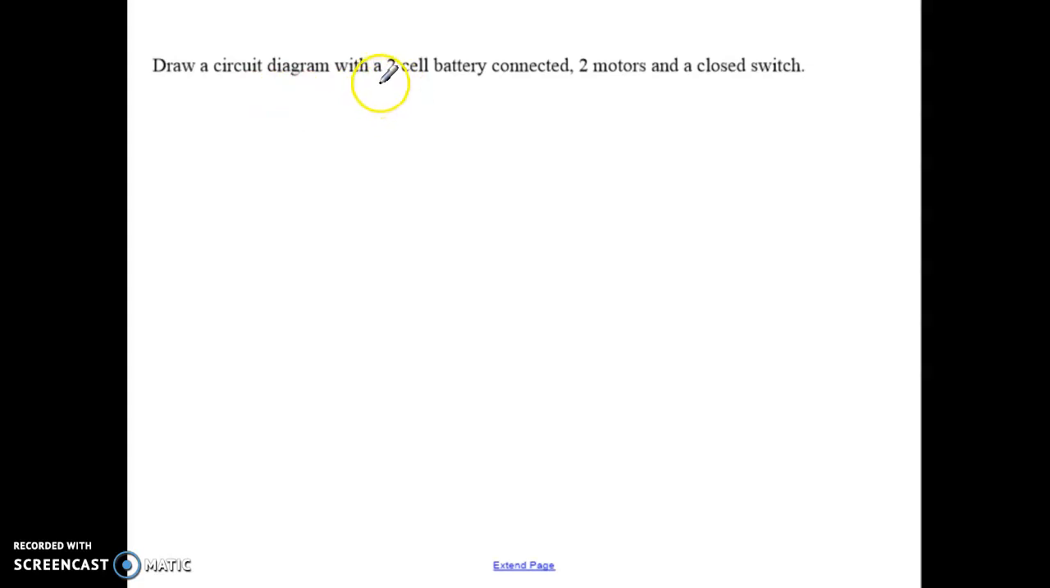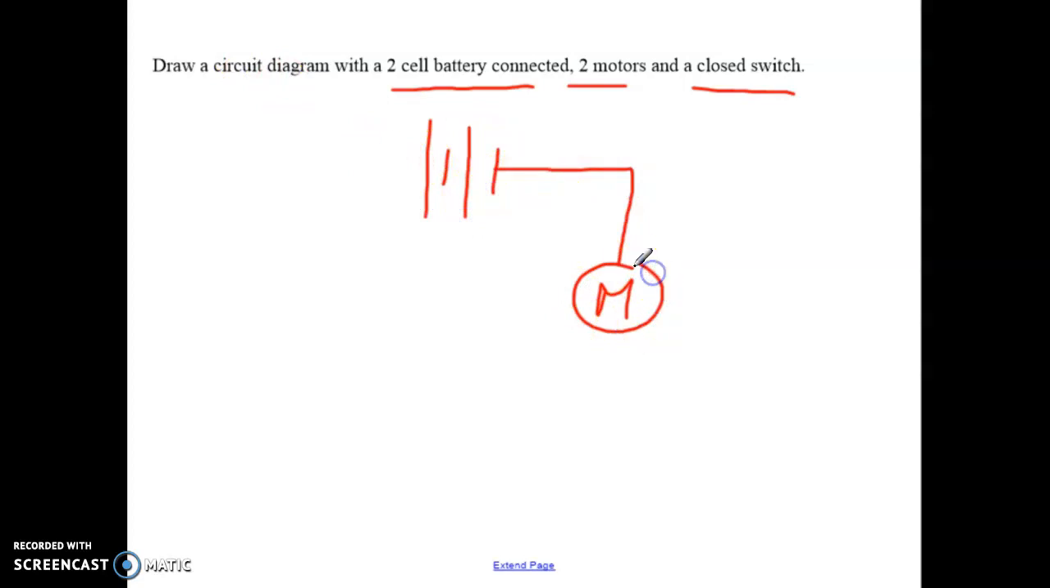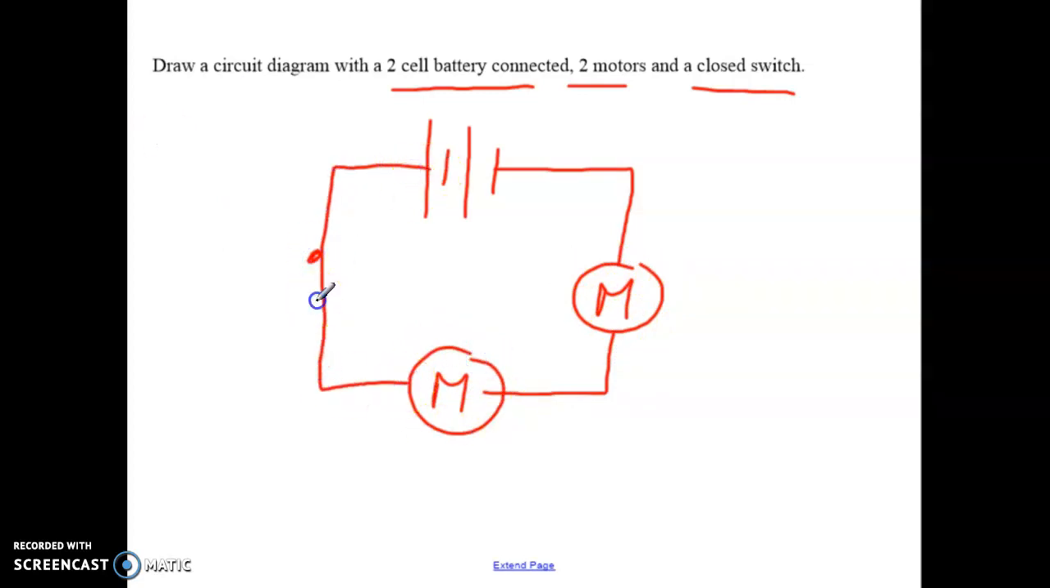So you're going to draw a circuit diagram with a 2-cell battery connected to 2 motors and a closed switch. Okay, so we have a 2-cell battery, right? So remember the symbol for motor is that M circle, and then we have 2 motors, and we have a closed switch. Imagine that's colored in. So negative, positive. Because this is closed, we will show the electron movement, right? So the electrons are basically moving around.